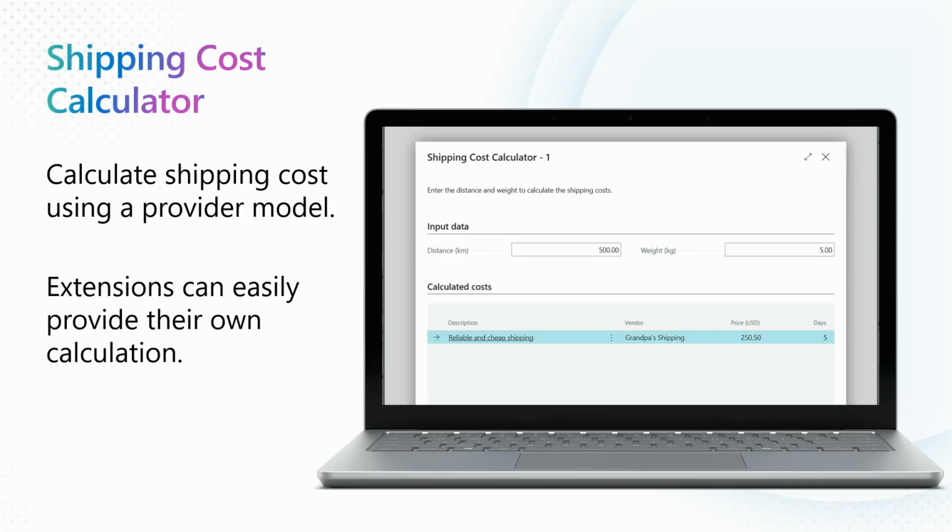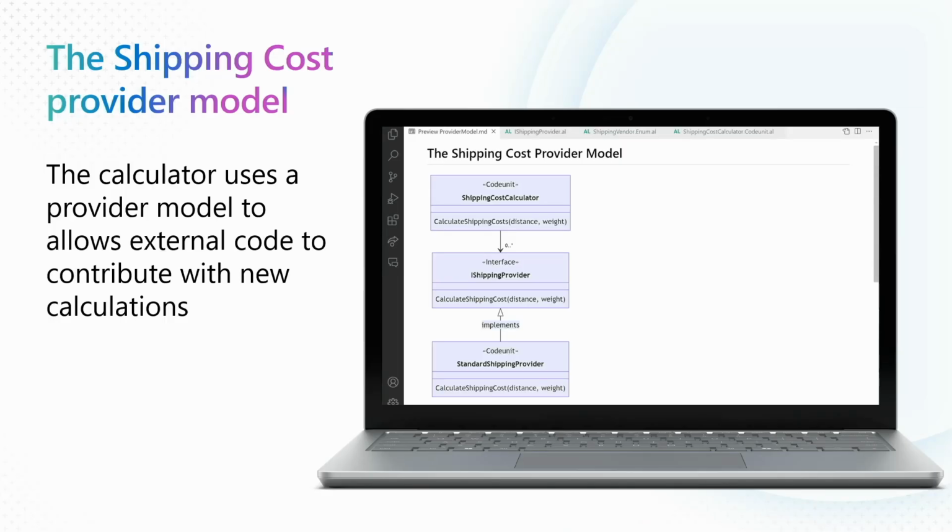It is a fairly simple UI. On the top, there's a place to input data, distance and weight, and at the bottom, the different costs are shown in a list. As I mentioned, it is a typical provider model. So the calculator app defines an interface for providers to calculate cost based on input. And there's an enum that allows the shipping provider vendors to add themselves into this calculator. Now, let's move from the slides into the actual code.